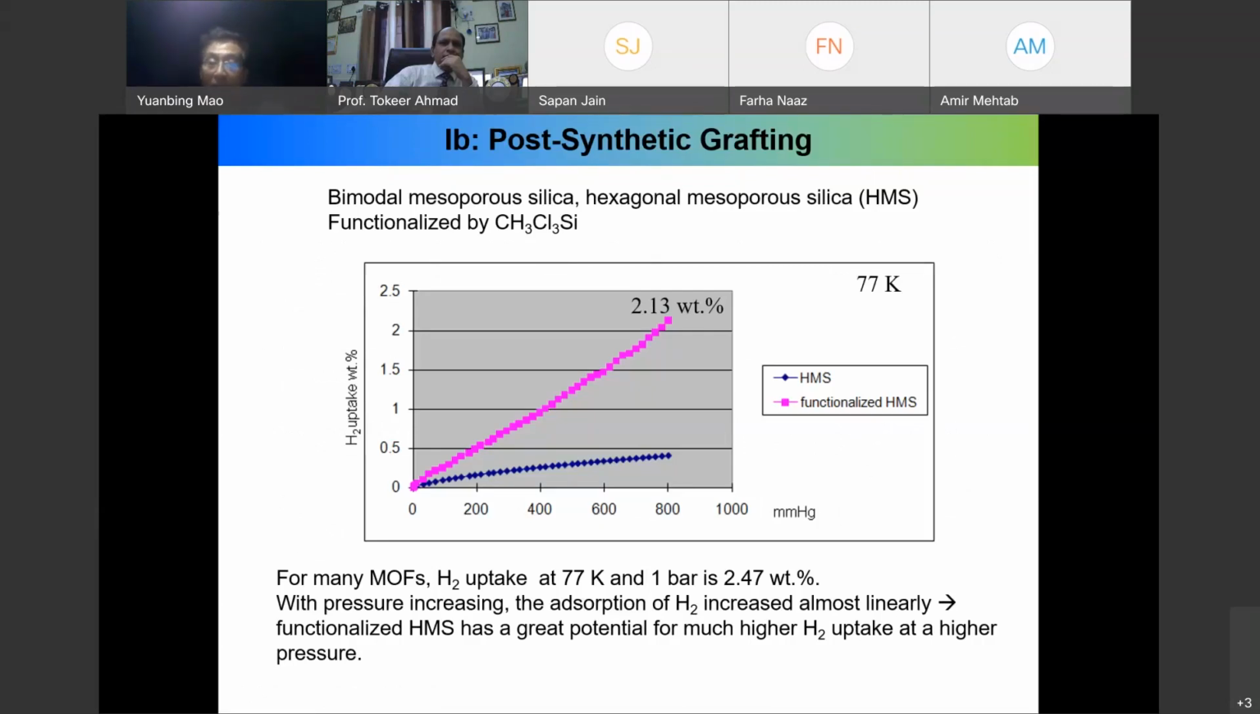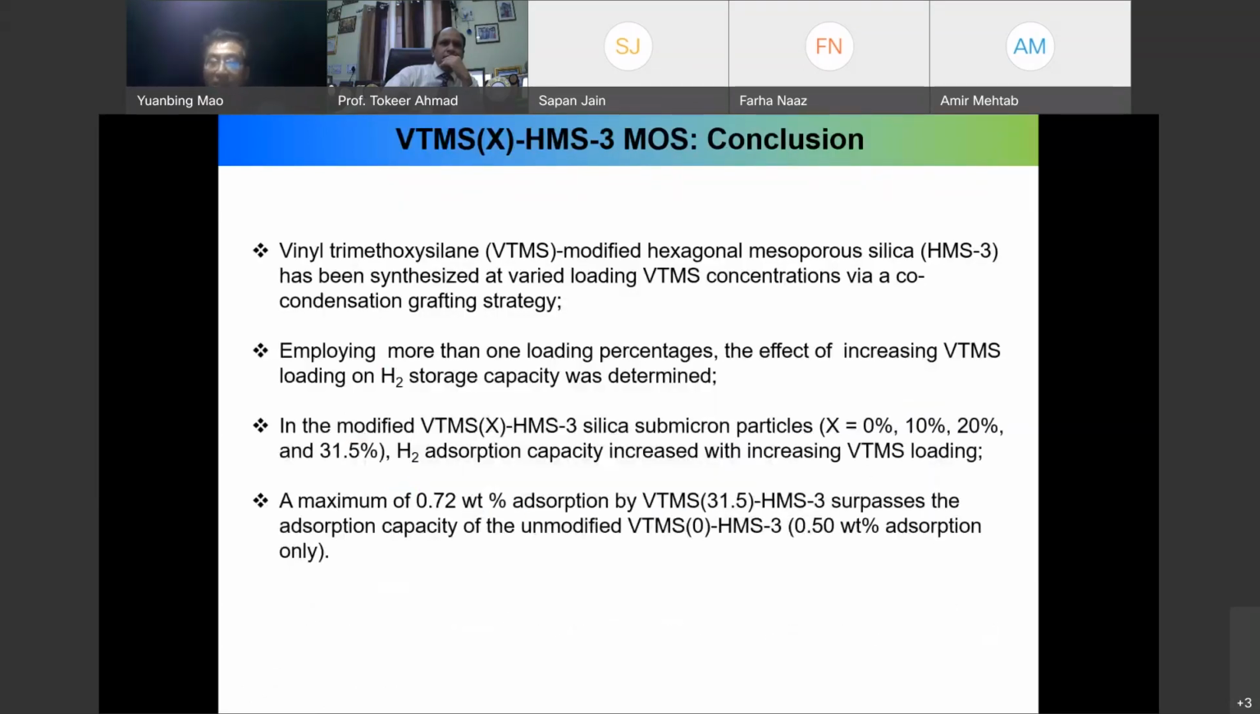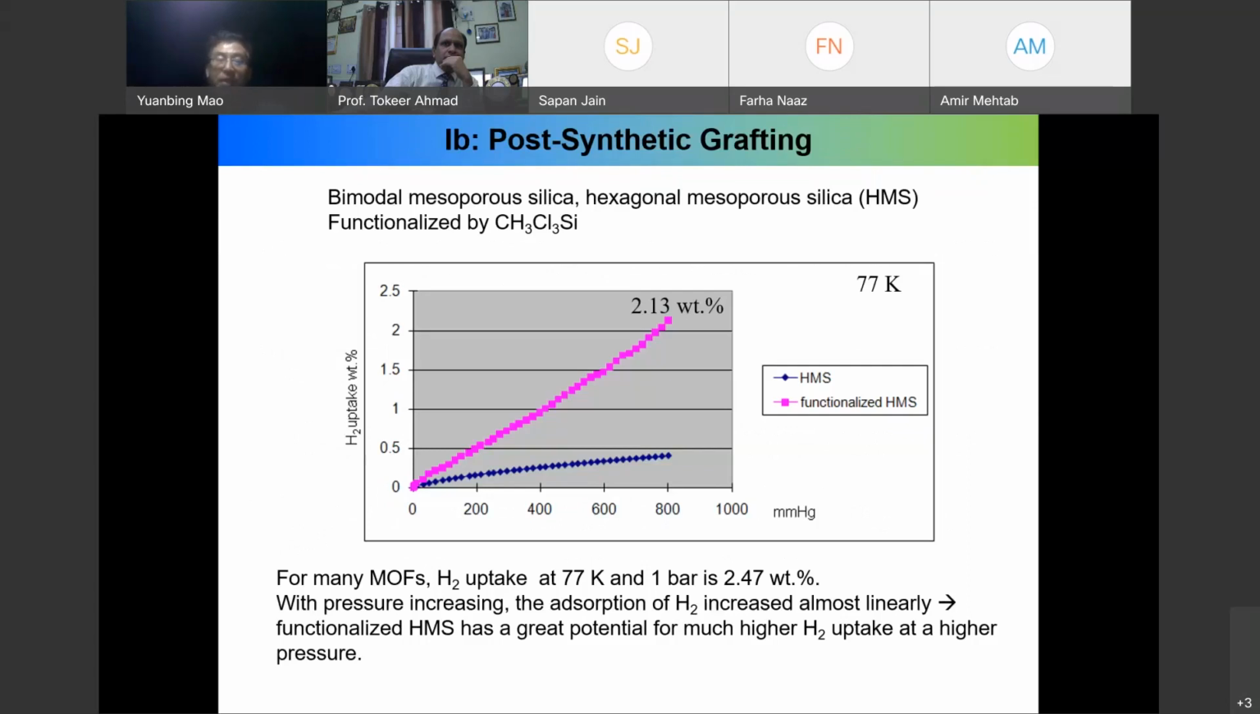So this is one way. The grafting basically happened during the synthesis. We also thought about whether it could be possible to surface functionalize those porous materials after the synthesis. So this is what this slide is showing. We synthesize the mesoporous silica and then we functionalize it with this molecule. And we can see there is quite a big difference here. The maximum hydrogen uptake reached 2.13 weight percent. Again, this was achieved at 77 K, right?